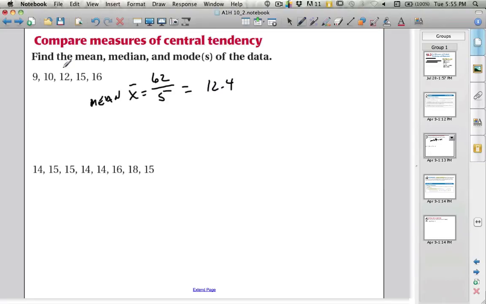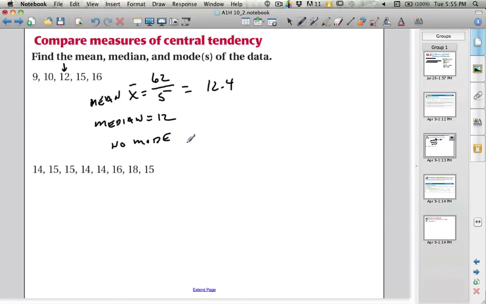They're already put into order for me, so the centralmost value, the median, is 12. And you'll see that each item occurs only one time, so there is no mode. No single value occurs more than any other.